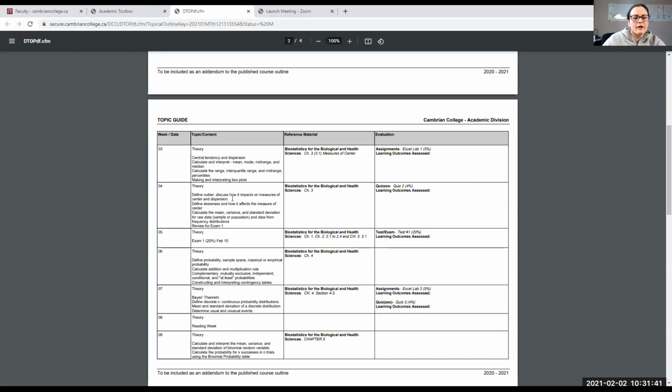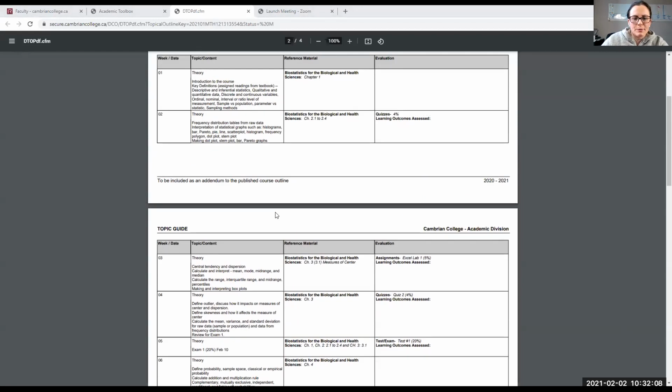Week 5. The exam is coming up. It's actually next week. Is the exam next week? It's actually on Wednesday, February the 10th. Let me just check my calendar here. So next Wednesday, there's going to be an exam.